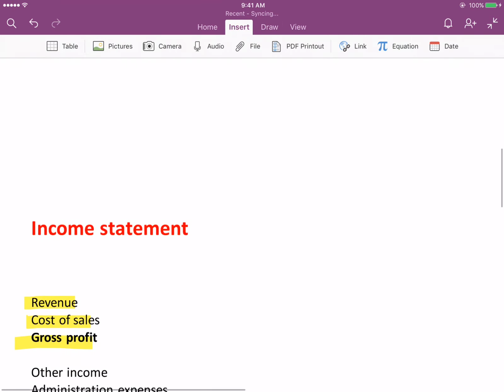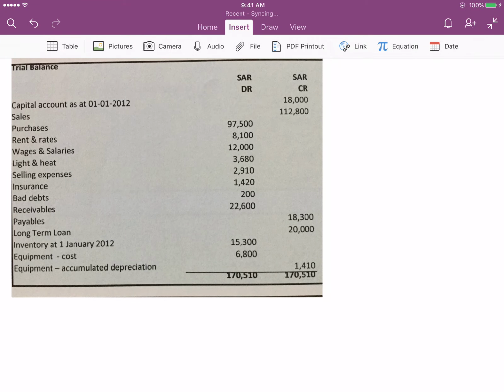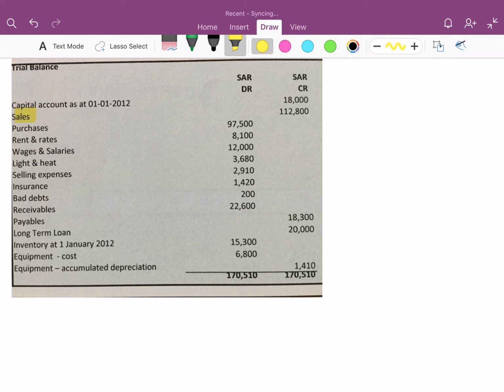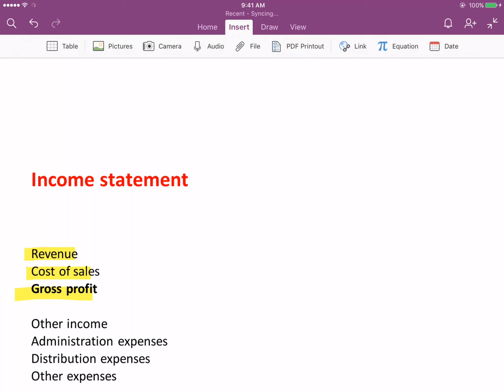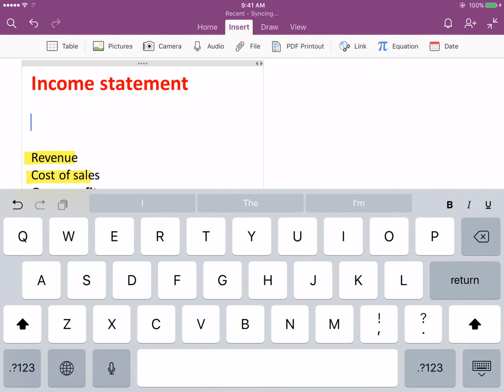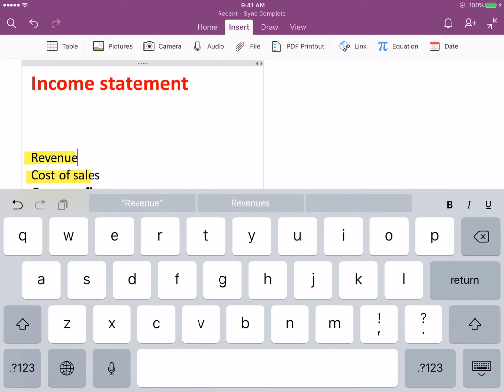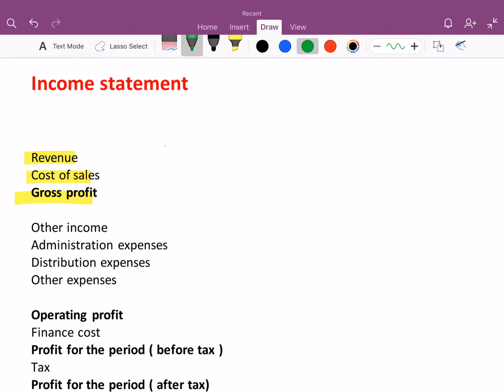So let's see, revenue. Revenue is called revenue, or it's called sales. So it is the same thing. So here we have sales, so it is the same as revenue. Okay, so this is really simple. You will just write it down. So you will say revenue is, you will just write down the number 112,800.